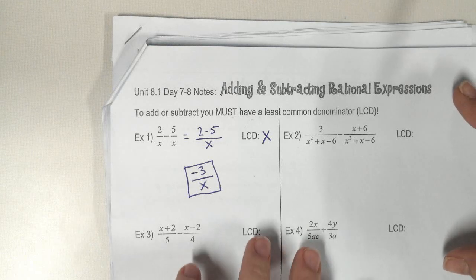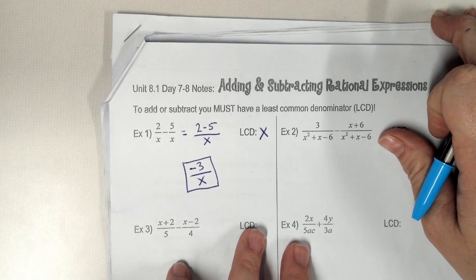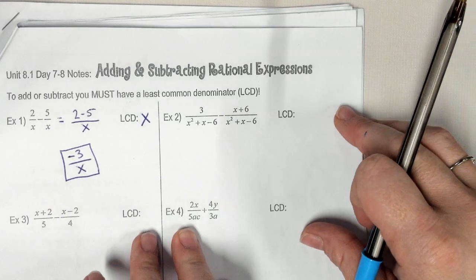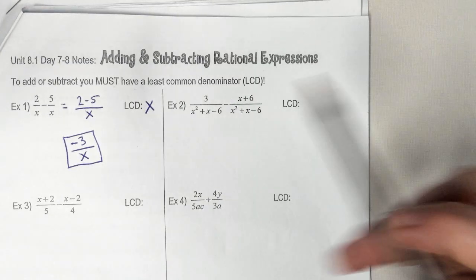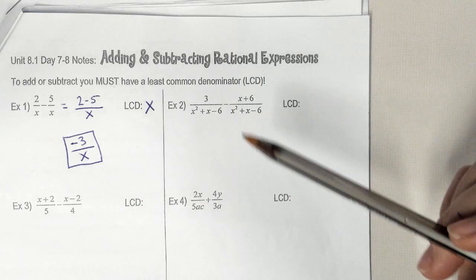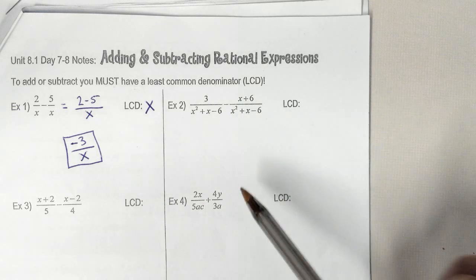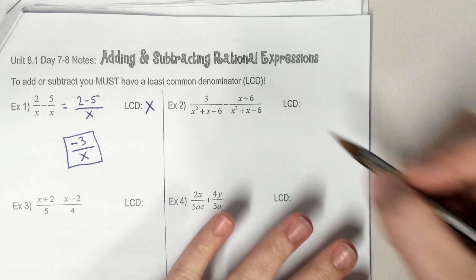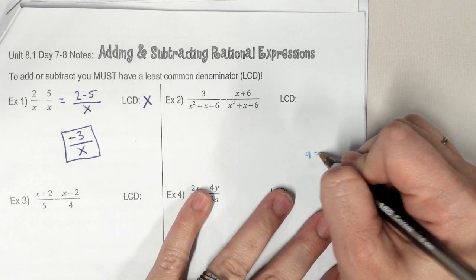Okay, look at number 2. Do my denominators already match? Yes. Yeah, sorry, it's side to side. Okay, so they already match, but we still have to factor it. And the reason being is because if we want to simplify later, it's just easier to factor now before we start breaking things apart. So I'm going to come over here in the corner.